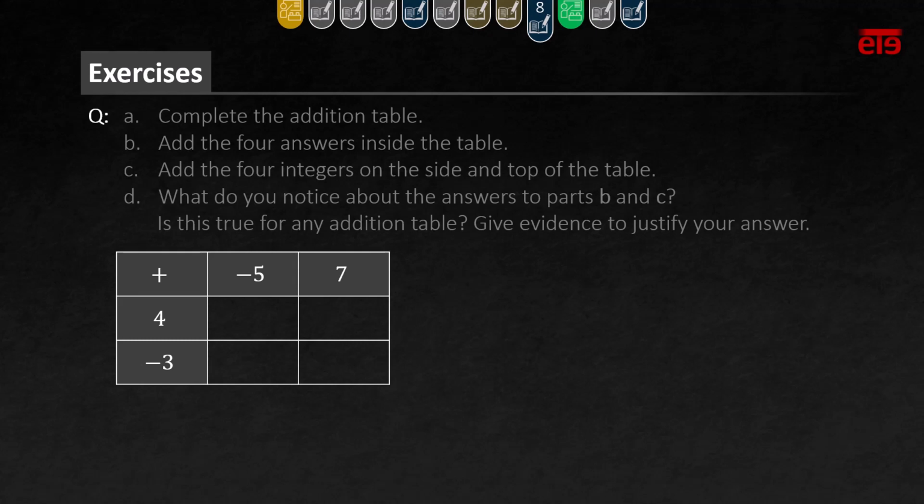Now let's solve question number 8. Copy and complete the addition table. You can use the same method from exercise 6. Adding an integer from the first row and an integer from the first column to get the answer in the corresponding cell.